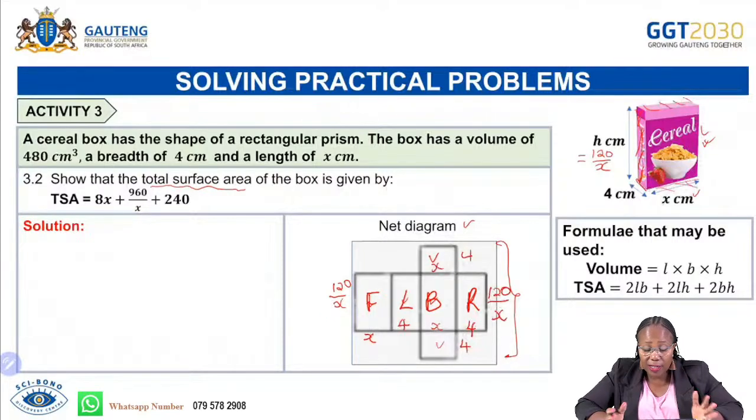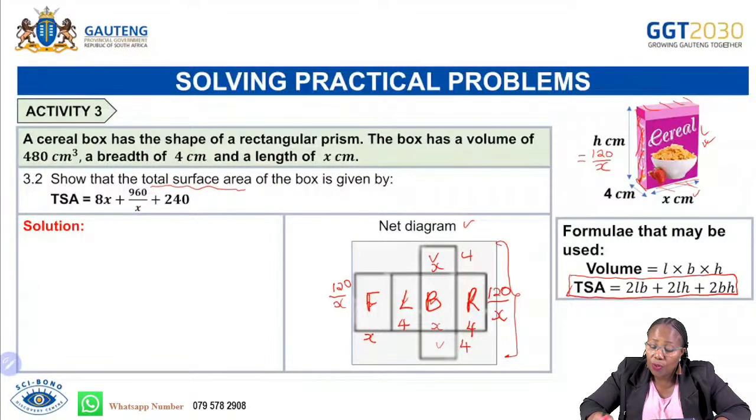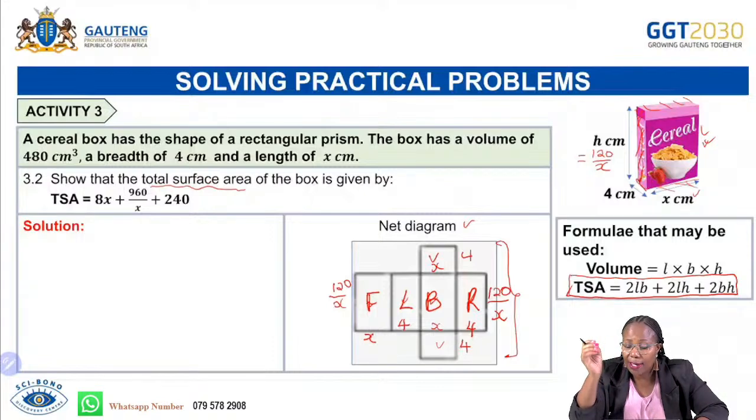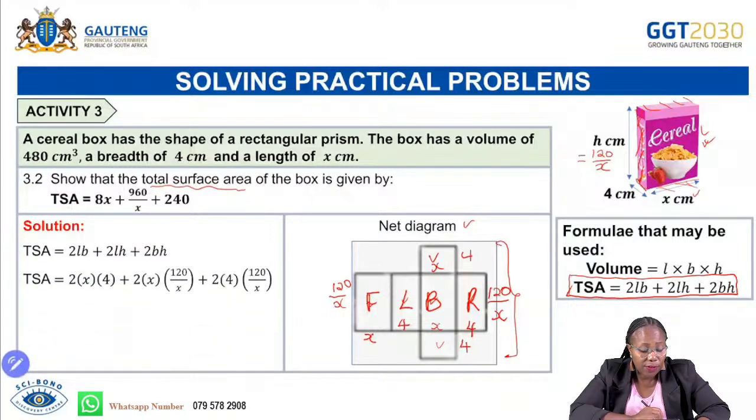So basically, grade 12, we now have clarity that we will be having a flat surface like that one. So we can now start determining the total surface area. And then the formula, fortunately, will be given to you. So this is a closed cereal box. Therefore, it will be having 2 length by breadth, 2 length by height, and 2 breadth by height. So that is the formula for that. And then let's substitute now.